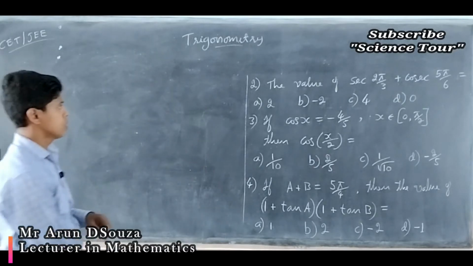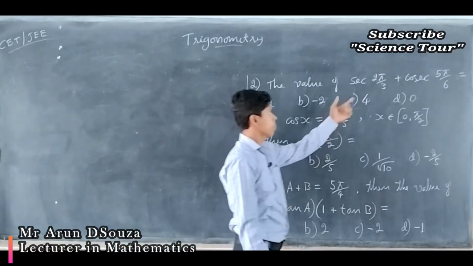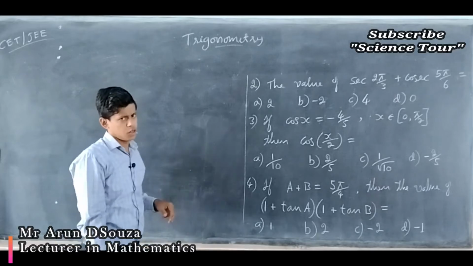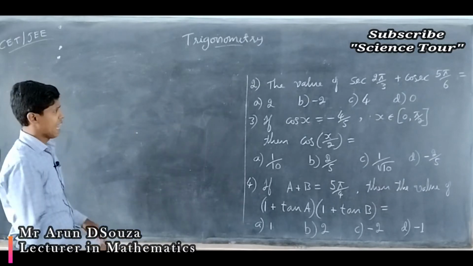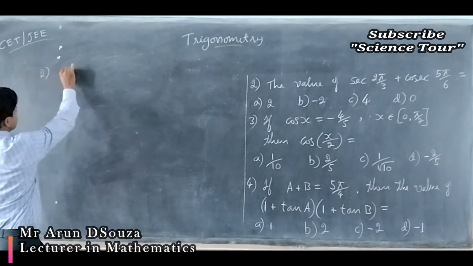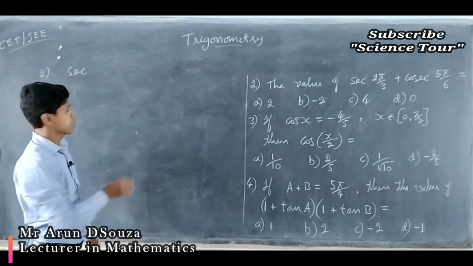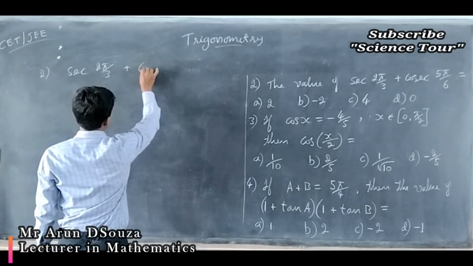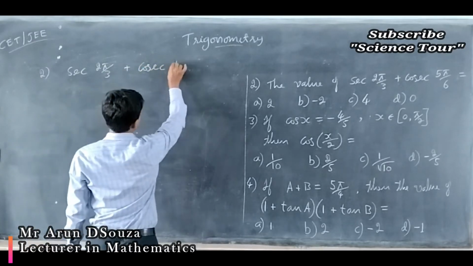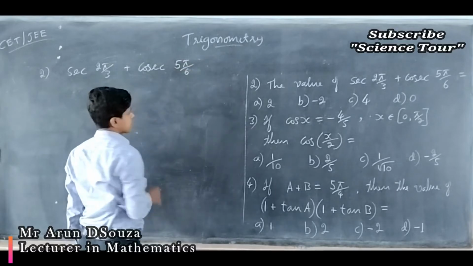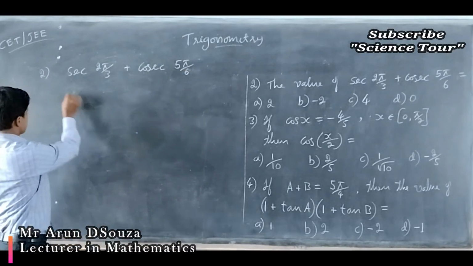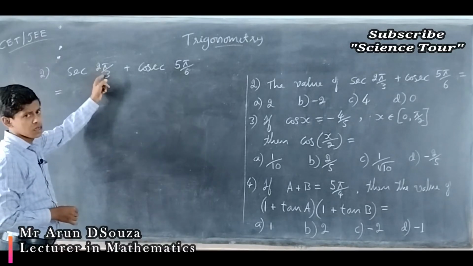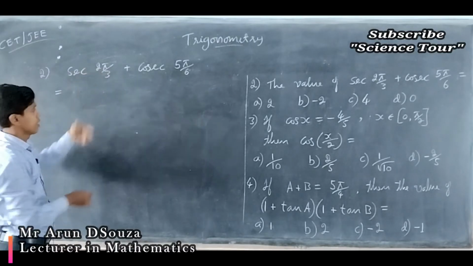Okay, so what is the second question? The value of, once again you just have to find the values of trigonometric functions at the specified angles. First of all, let me write the given expression. Secant 2 pi by 3 plus cosec 5 pi by 6. Now what you can do here is write this using allied angles.